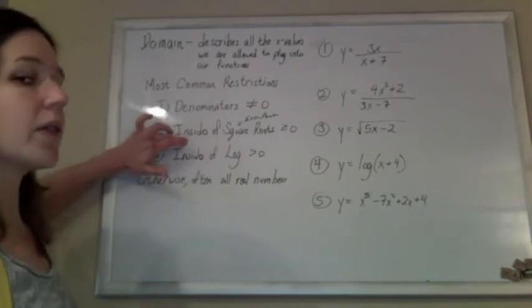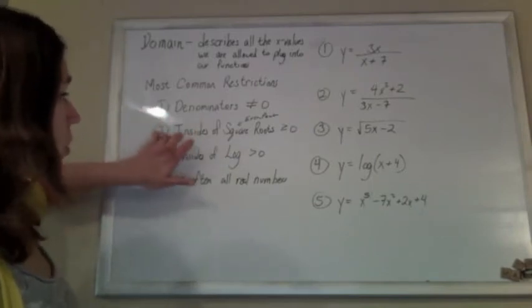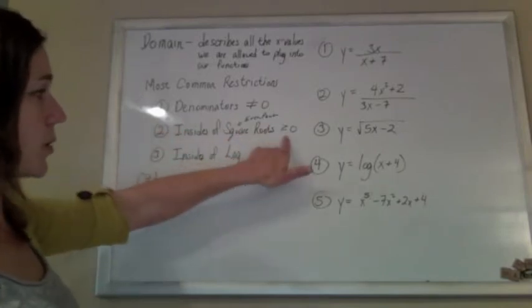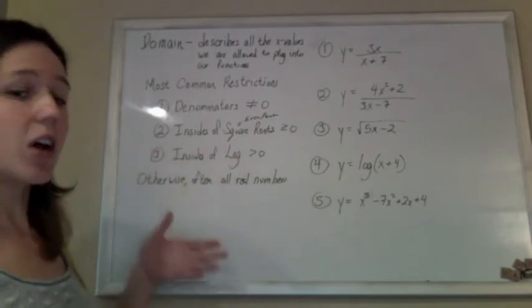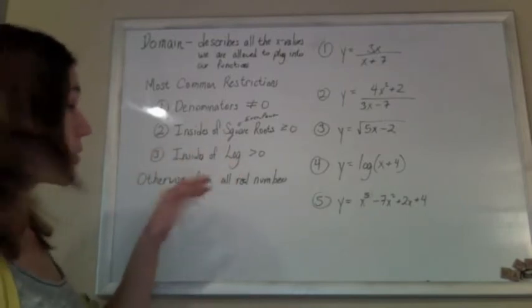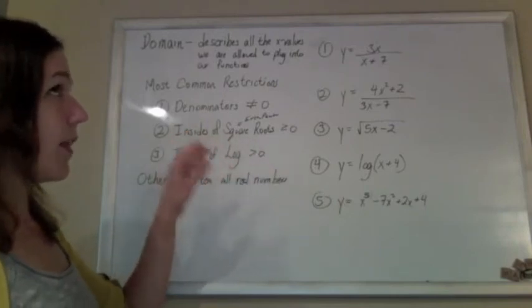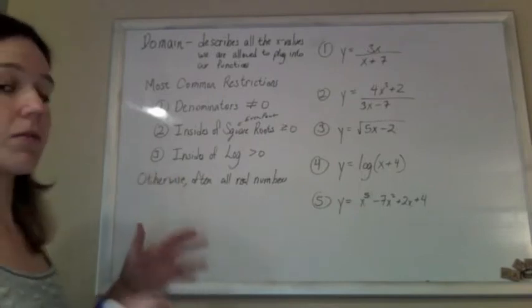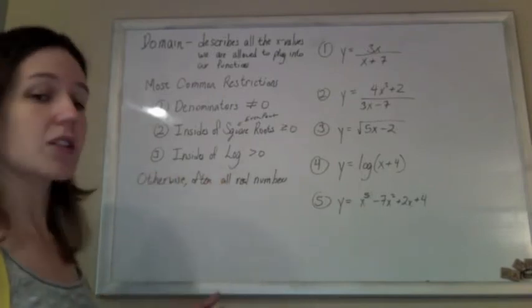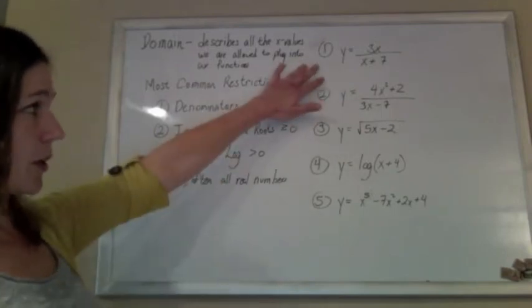We also know that you can't take the square root of a negative number if you want to be real, so the insides of square roots have got to be greater than or equal to 0. Also, you can't take the log of a negative number or even 0, so you have to make sure that the insides of logs are greater than 0. And then, for our purposes, don't tell any math person this, for our level, usually it's all real numbers if you don't see any of these restrictions. So I've got some examples over here.